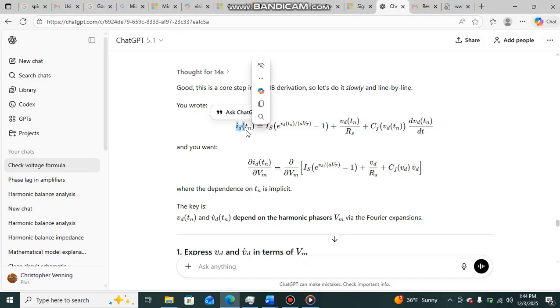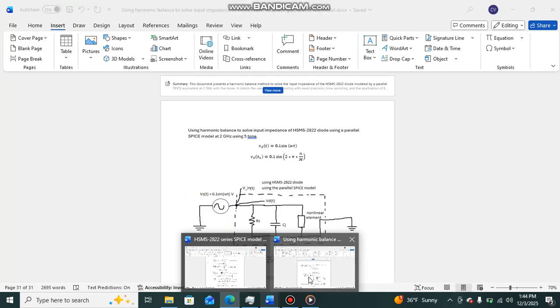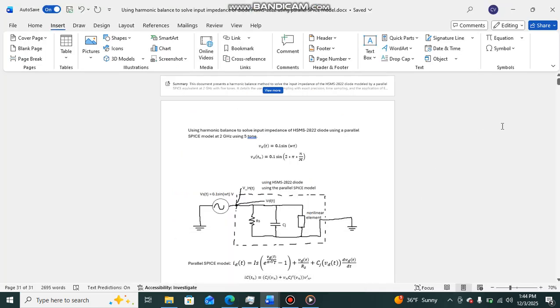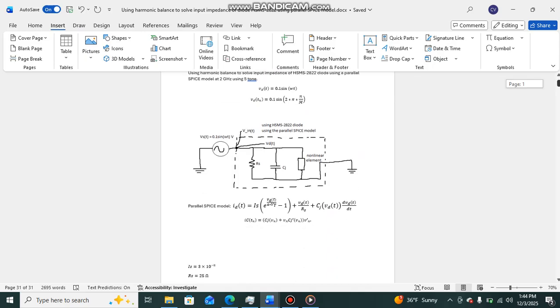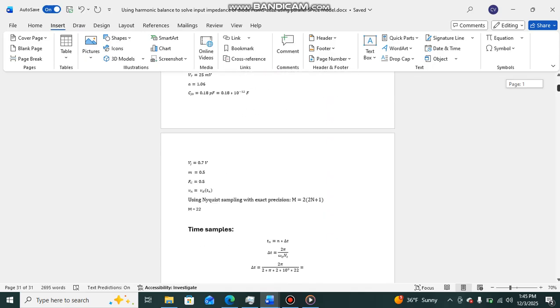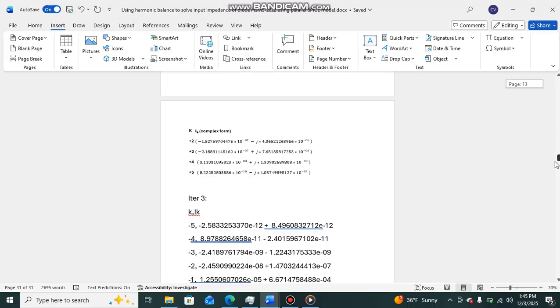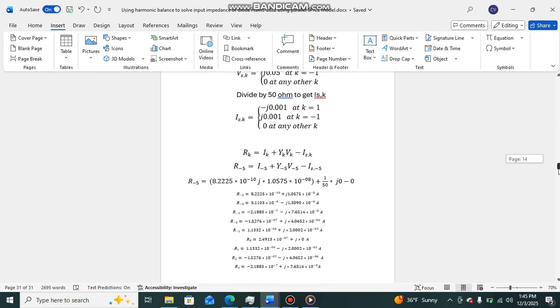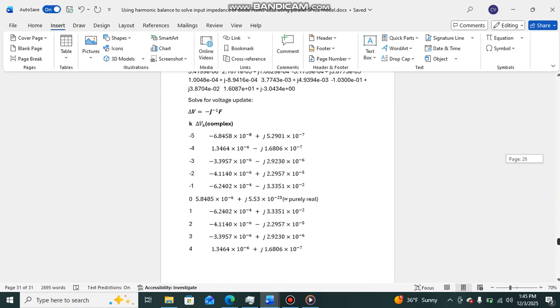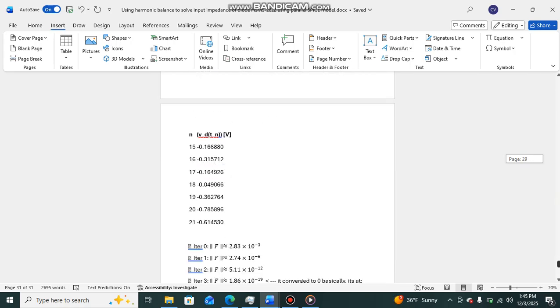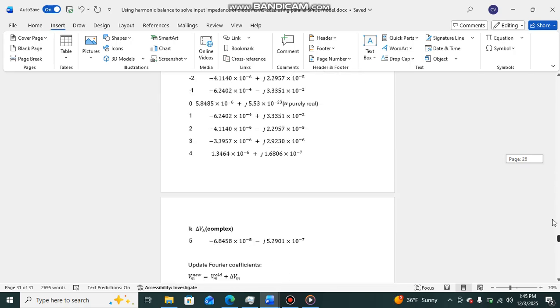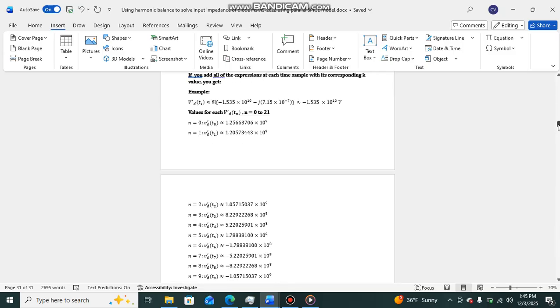So this is the current. This is Kirchhoff's current law for a parallel model. I used the parallel model first, and I found out it was wrong. It literally took me a month to do all this because of all the math I had to do and understanding everything, just to get the input impedance.